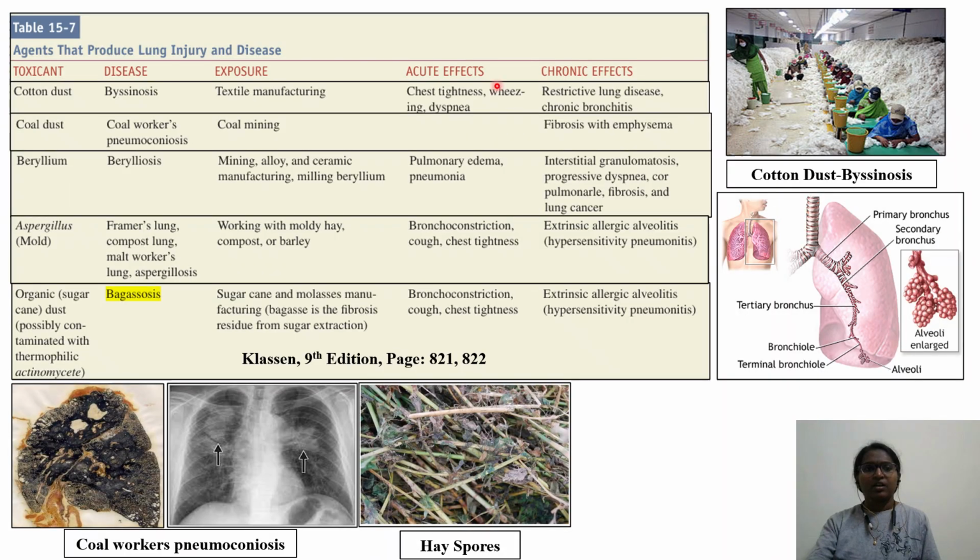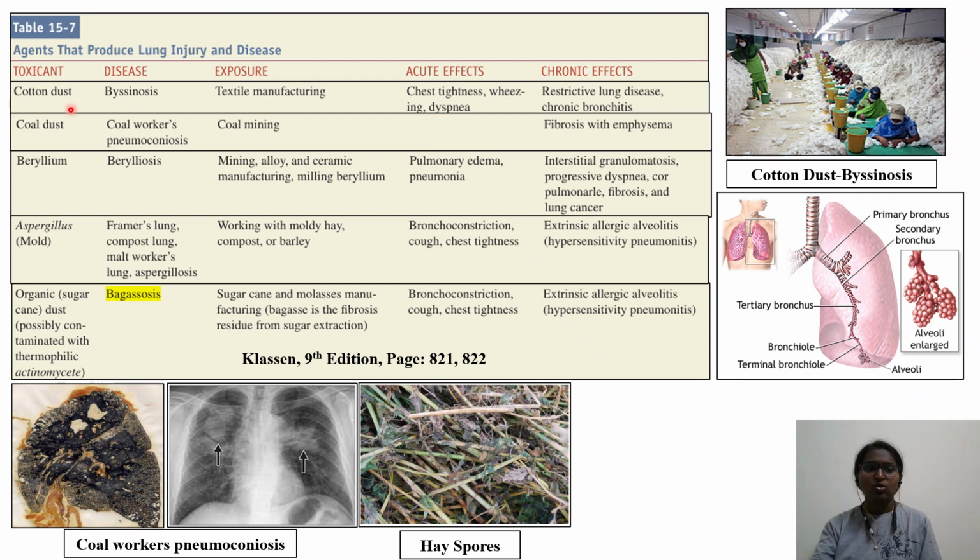Let's see what we can learn from Table 15.7, which is given in Klaassen's 9th edition, page number 821 and 822. In this table 15.7, they have listed a few of the toxicants and the type of disease which they cause, the exposure and kind of exposure, what type of occupation is there where the workers will get exposed, and the acute effects as well as chronic effects. So I have listed out all the five which were given in the options.